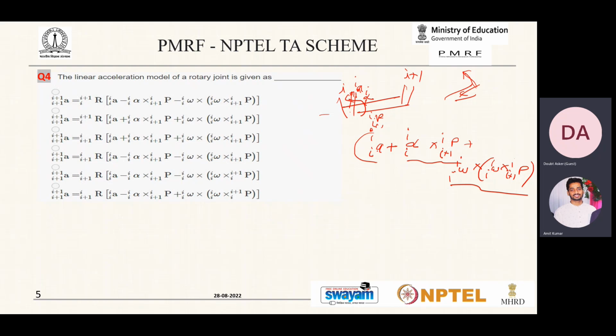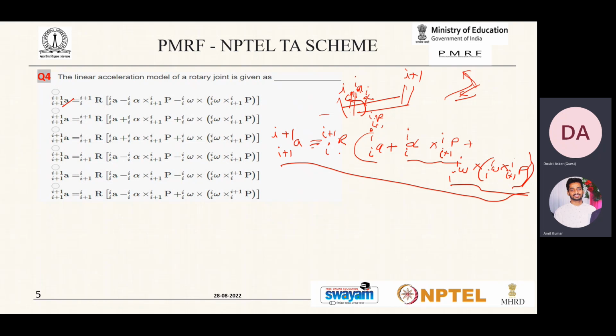from I to I plus 1 link. Now, these are all in what? These are all in the I frame, so you have to get it into the I plus 1 frame. So you must multiply everything with the I plus 1 rotation matrix. Everything is in terms of I, and we are converting that into terms of I plus 1. So now we'll get the acceleration from I plus 1 to I plus 1.